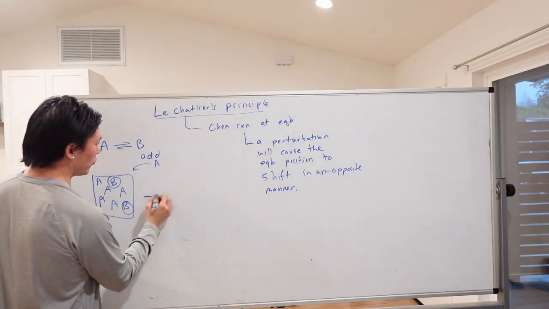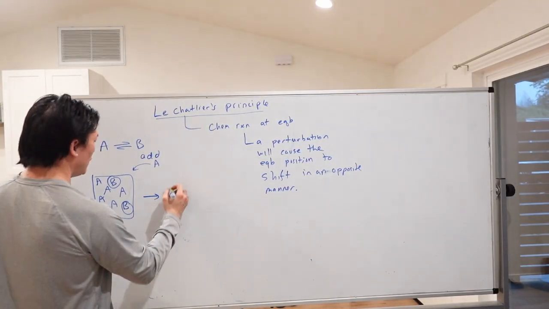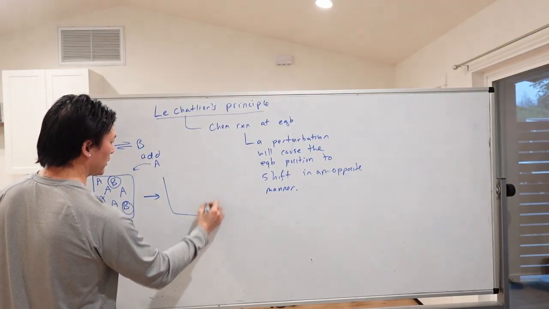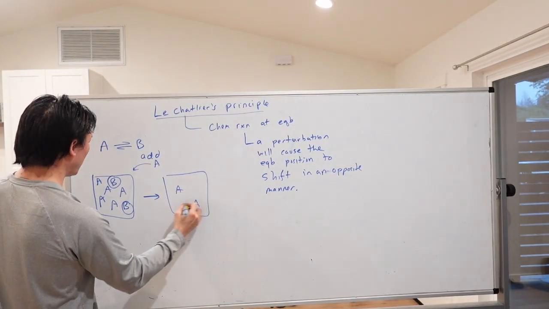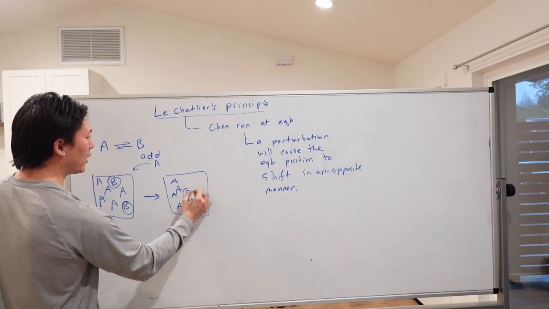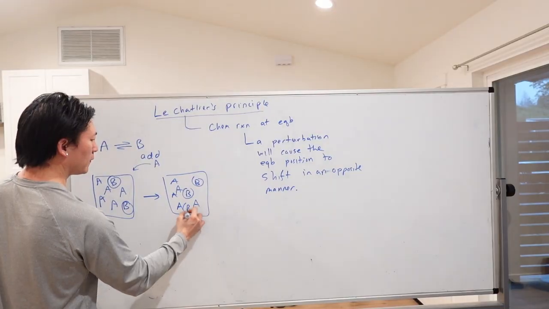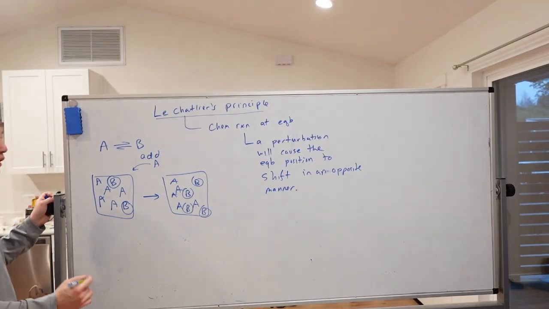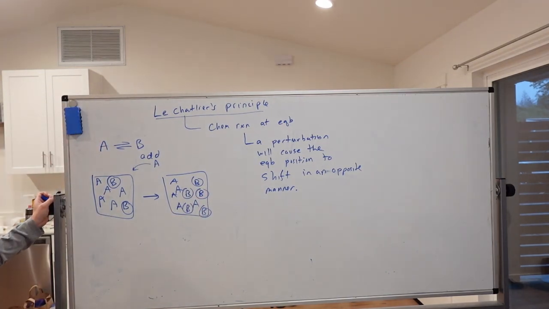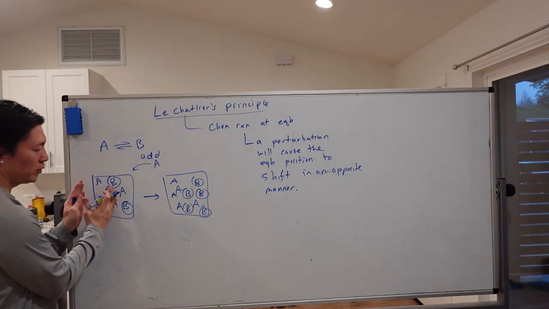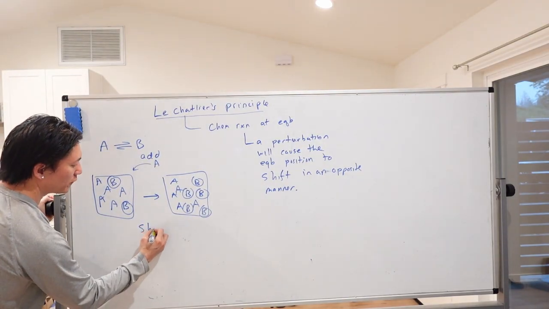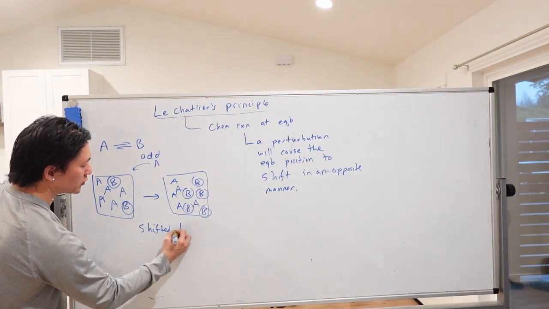In order to make more B's, the system removes A to make B's. So over time, when I add A to this, it depends on how much A I add, but I'm just going to make something up real quick, just so that we can get an idea of this. There's still a lot of A's, but guess what? Now there are more B's. Let's exaggerate it a little bit more. What you're seeing is that the equilibrium position has shifted to the right.